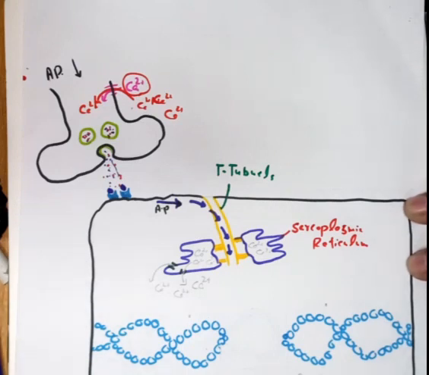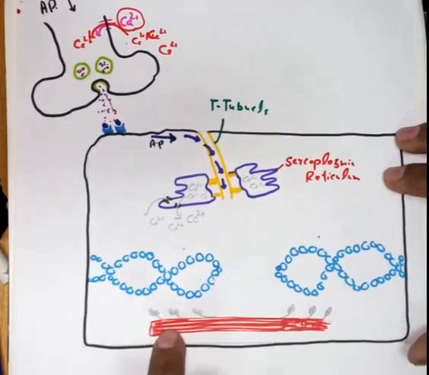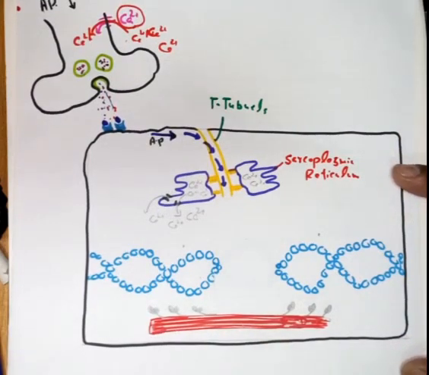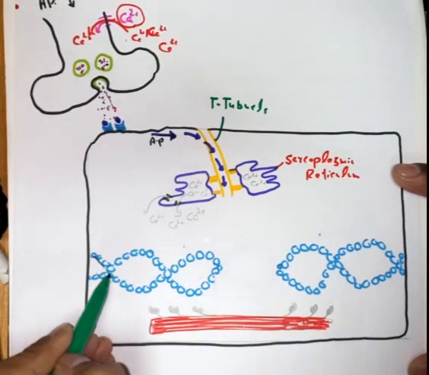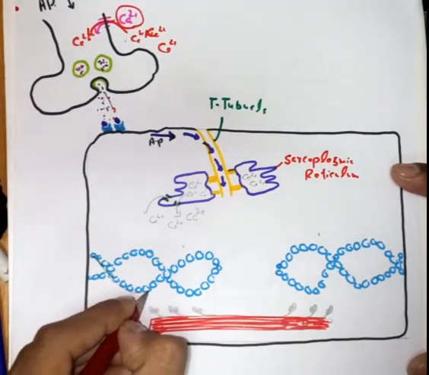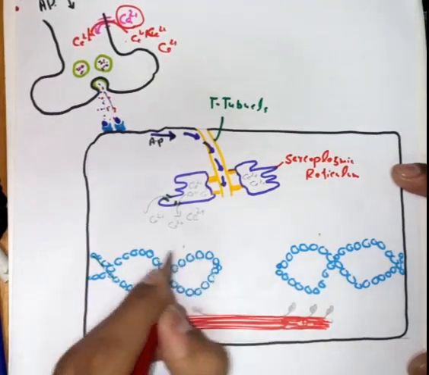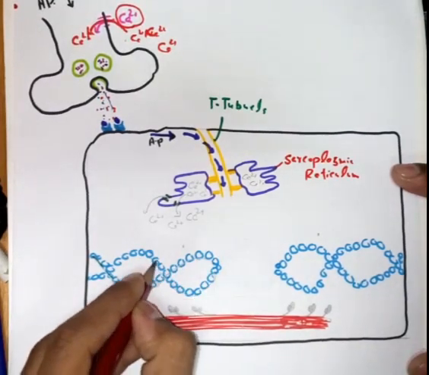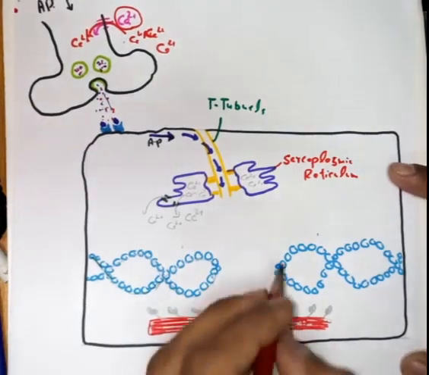Now what will happen? We know that this is a thin filament, actin protein, and here you can see a thick filament. Let me draw the tropomyosin as well. Here is the tropomyosin.